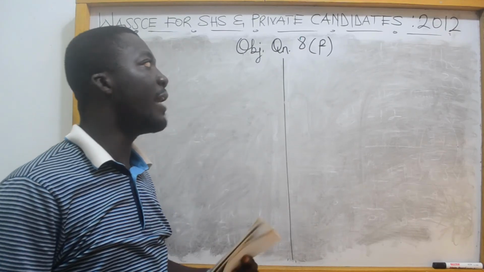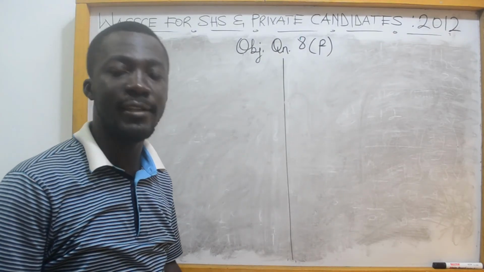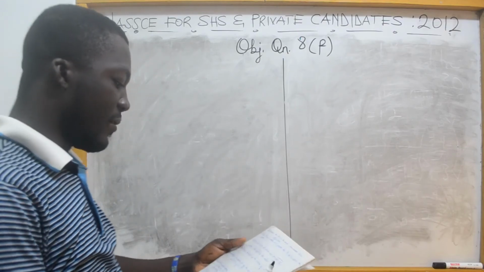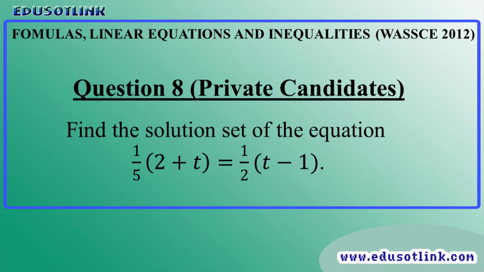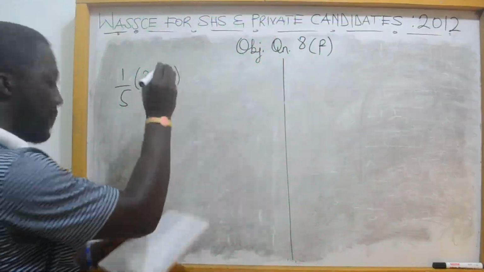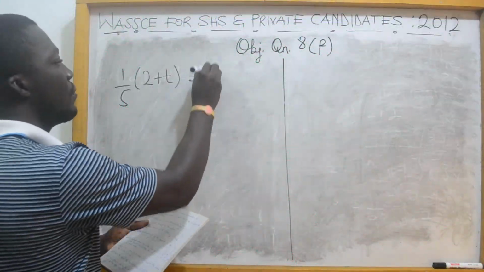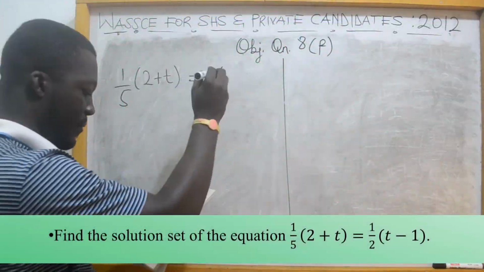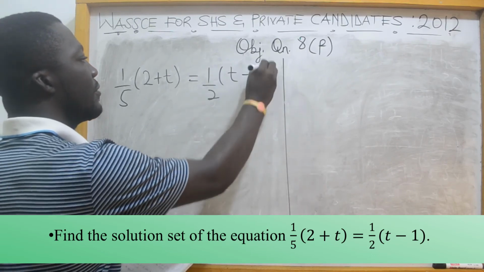Objective question 8 for private candidates. Now the question reads, find the solution set of the equation 1 over 5 of (2 plus t) is equal to half of (t minus 1).